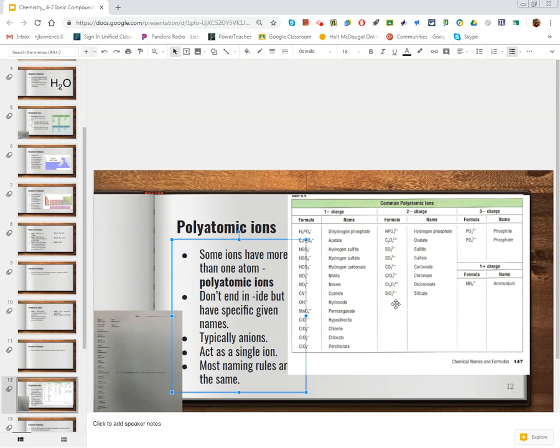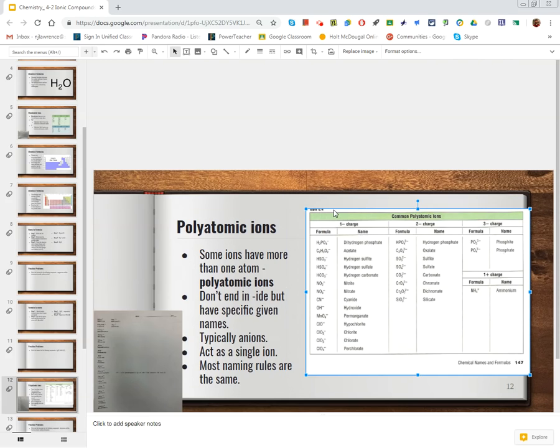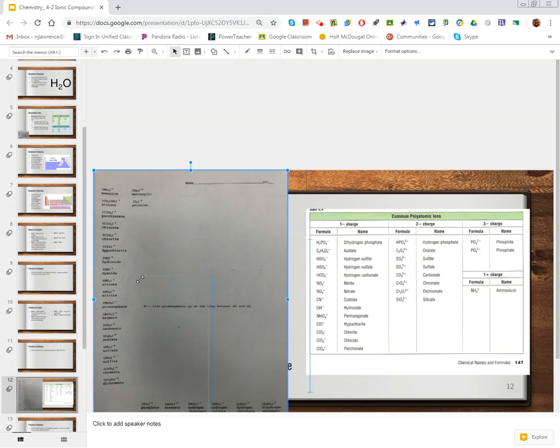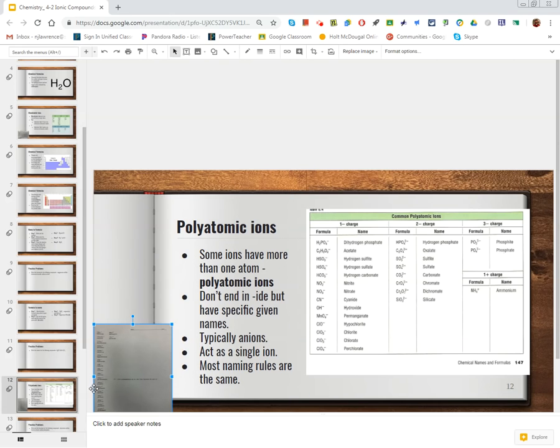These are really easy to name because all you do is just take the name that's given and include it in the compound. So instead of changing the ending, we just use the name given. These are almost always anions. You actually have just one positive charged cation here, which is ammonium, NH4. So again, these guys will act as a single atom or a single ion, and we're going to follow the same naming rule. So again, this is pretty straightforward. All you have to do is be able to look at your sheet here and get the name for the anion. So we're going to do what we did before. Name your cation, name your anion.